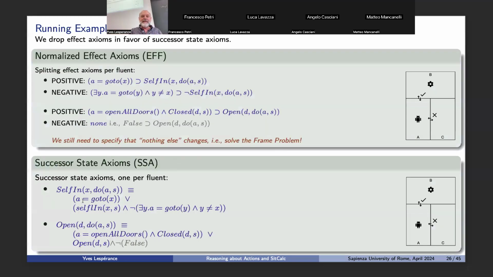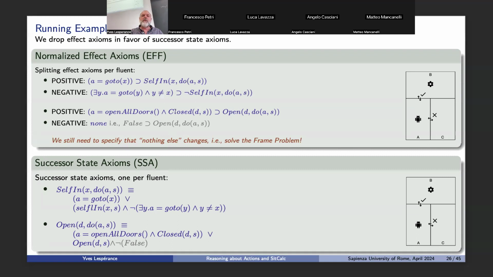Here, look at our example. So for our domain, we had this normal form effect axiom. If you go to X, then self in X becomes true, and self in becomes false for whatever location you didn't go to. And this one says if you open all doors and a door is closed, it becomes open, and doors never become not open.